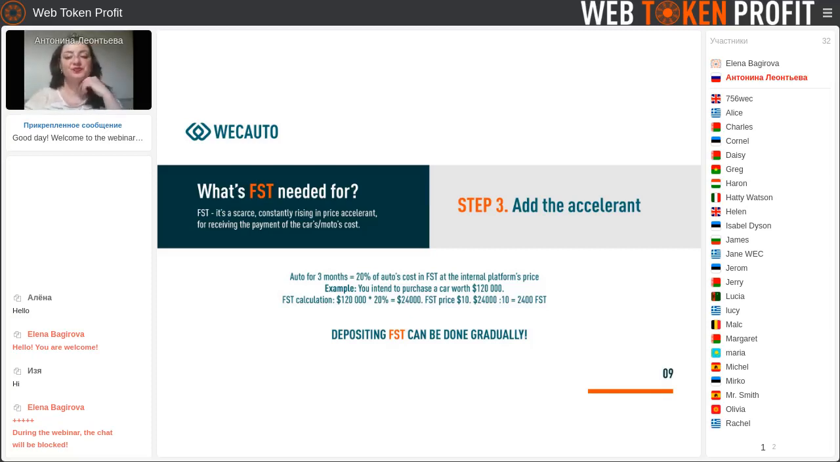According to the second step, you bought a license, made a contribution for a car in the amount of 30%, and you will wait for a year for your payment. Yes, and if you don't want to wait for so long, what should you do to make your income earlier? You should take Fasters to shorten the waiting time.